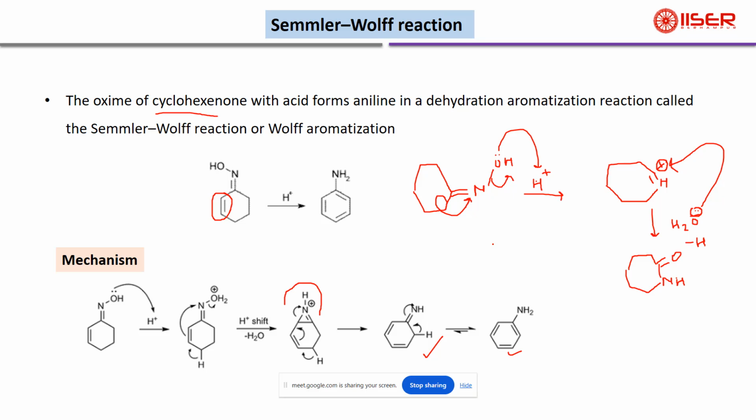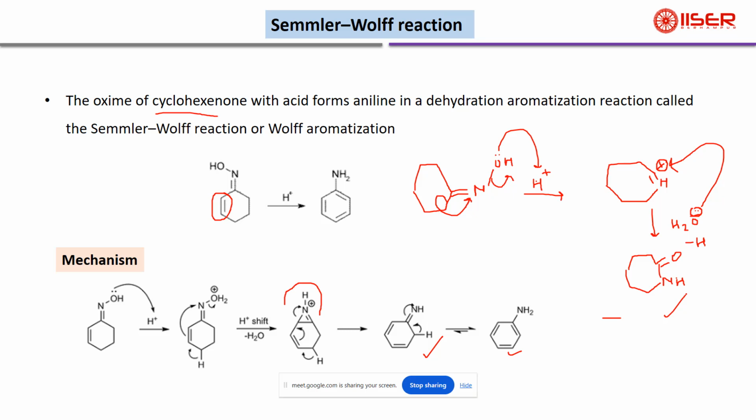Next, we discussed the Semmler-Wolff reaction, where this oxime can be converted to an amine in the presence of H plus. This is an extension of the Beckmann rearrangement, which I have already shown. In the Beckmann rearrangement, the simple oxime is catalyzed by H plus, and through migration of this ring bond, we get an amine. Now this is the extension of the Beckmann rearrangement.